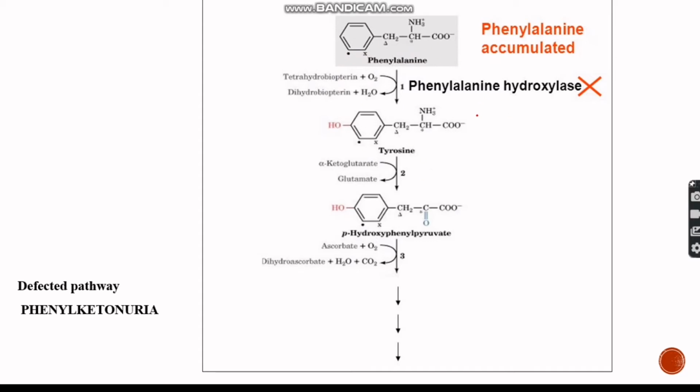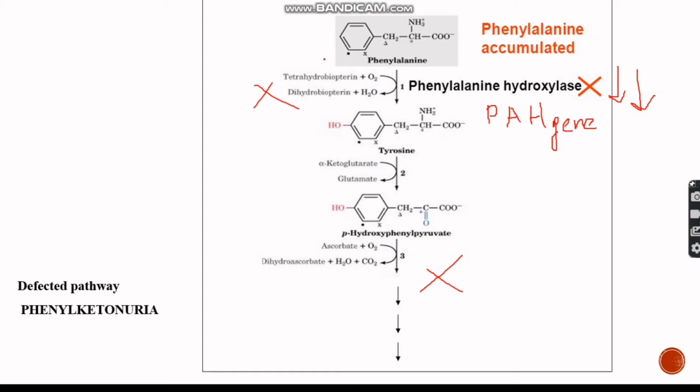So if there is a deficiency in the PAH gene, the phenylalanine hydroxylase gene, that controls the activity of the phenylalanine hydroxylase enzyme, or if there is less of the enzyme, obviously if there is no enzyme, then how can phenylalanine be converted into tyrosine? So phenylalanine will not be converted into tyrosine, the whole degradation pathway will not take place. Why? Because the enzyme phenylalanine hydroxylase is not present.